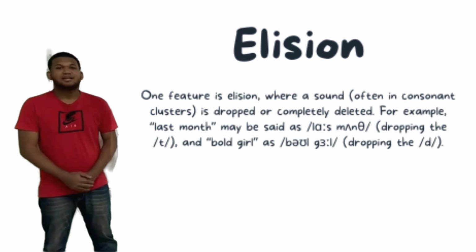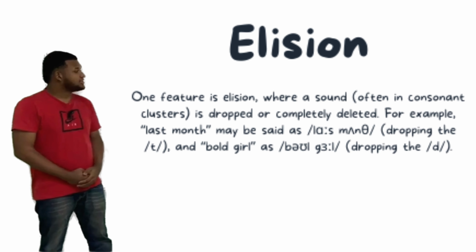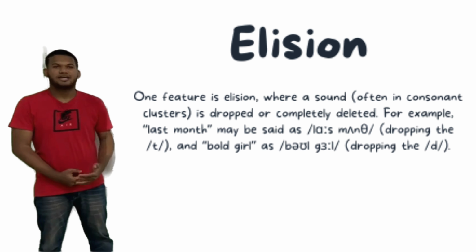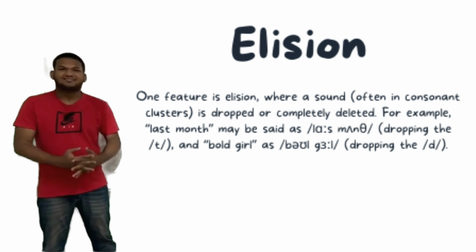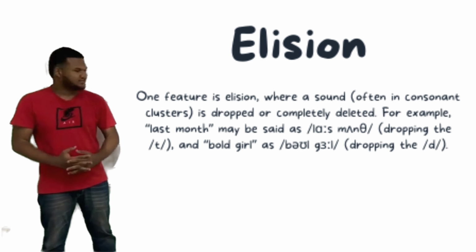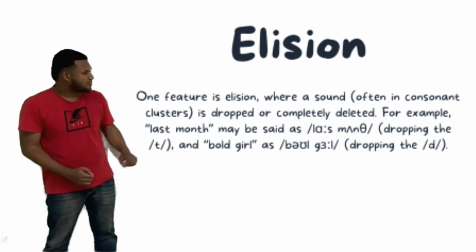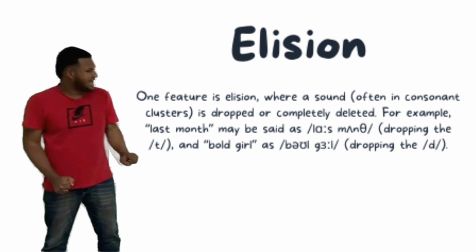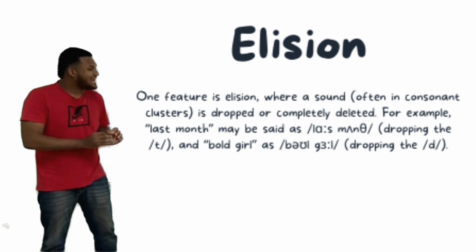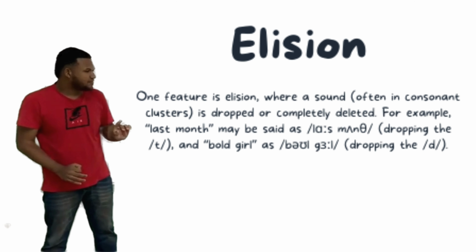Now, I'm going to be explaining what elision is. Elision is one of the features of connected speech, when a sound is often dropped or completely deleted from a sentence. For example, in "last month," instead of pronouncing the last T from "last," we say "las." The T is not pronounced.